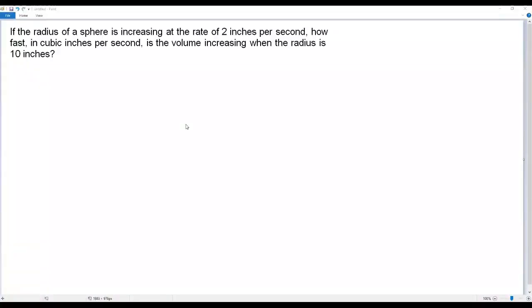Here we have an AP Calculus AB problem. Okay, let's go through the information. If the radius of a sphere is increasing at the rate of 2 inches per second, how fast in cubic inches per second is the volume increasing when the radius is 10 inches?